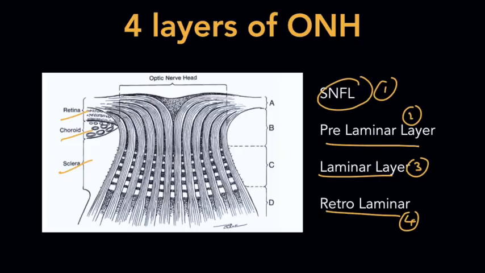Now, the surface nerve fiber layer is on the top. Okay, it covers the retinal portion, whereas the prelaminar layer corresponds to that part of the optic nerve which cuts through the choroid, this area. And the laminar layer corresponds to that part of the optic nerve head which cuts through the scleral laminar pores, that is the lamina cribrosa. So you can see the bundles of axons which cut through this lamina cribrosa.